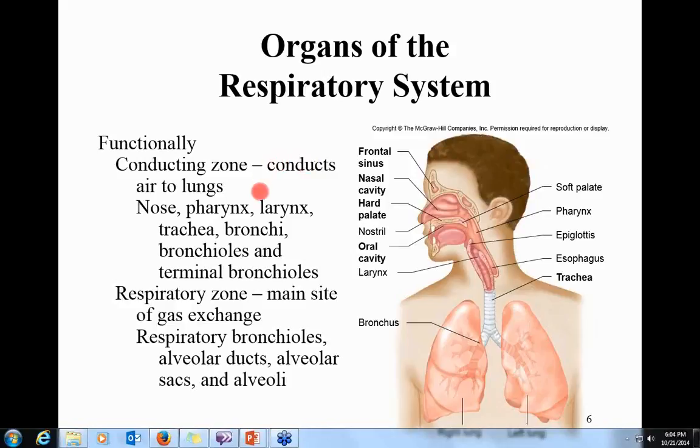Functionally, you have two zones. You have the conducting zone, and the conducting zone means it's just carrying air, all the way from the nasal cavity down into the bronchioles. Now the respiratory zone is a bit more microscopic, and the respiratory zone is the site of gas exchange. So this is going to occur primarily in the alveoli, and alveoli is the key word here. This is the smallest order of branching, and the respiratory zone is where carbon dioxide and oxygen are going to be exchanged.